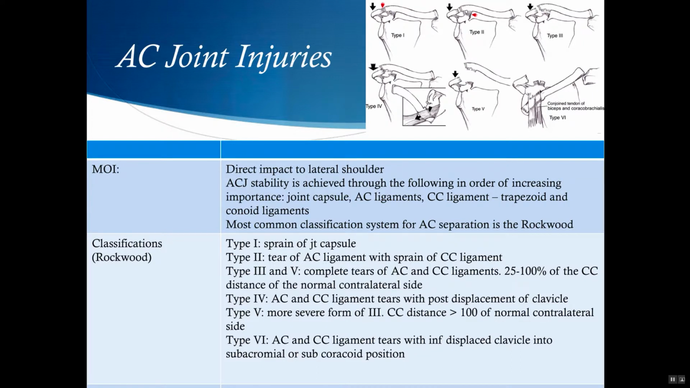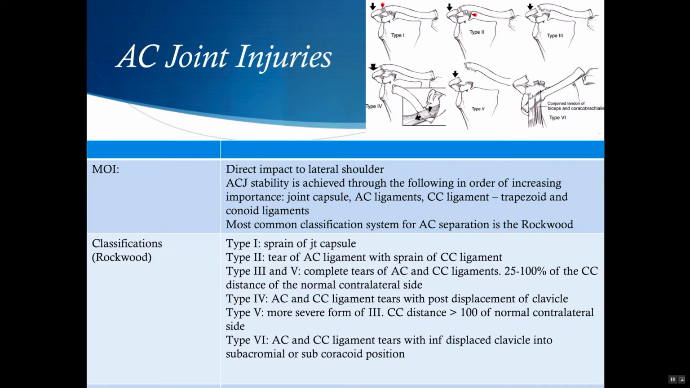The most common classification system for AC separation is the Rockwood classification system, which is depicted up above. In type 1 separations, you have a sprain of the joint capsule, which is not truly a separation. In type 2, you have a tear of the AC ligament and possible sprain of the coracoclavicular ligament.